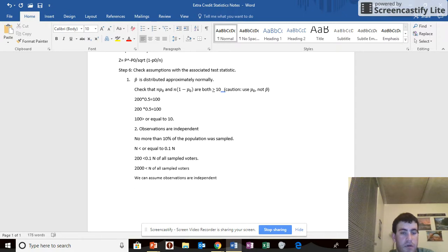The third one we just have to take on faith, and that's whether the sample was randomly selected from the population of interest. In this case, we have no reason to believe that it was biased.